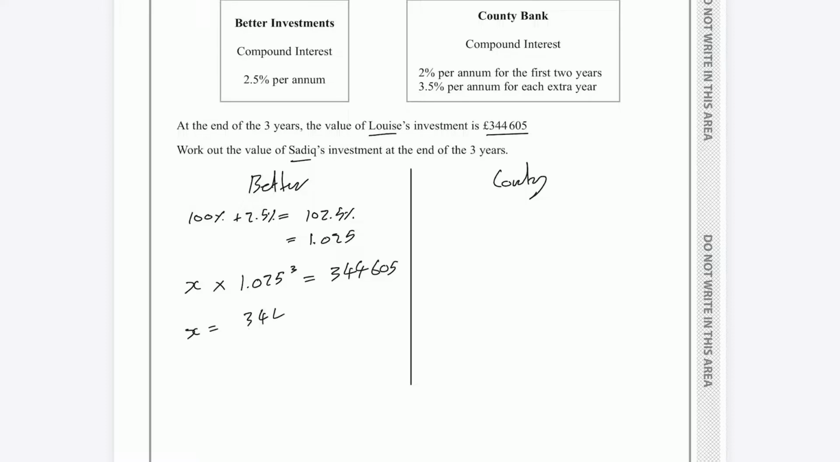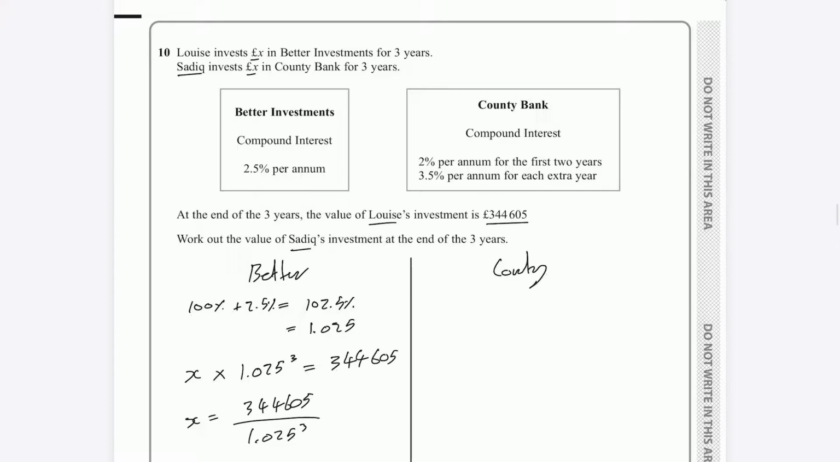It's going to be 344,605 divided by 1.025 cubed, and that gives us X as 320,000. So now we know what amount he started with, and we know that Sadiq also started with the same amount.